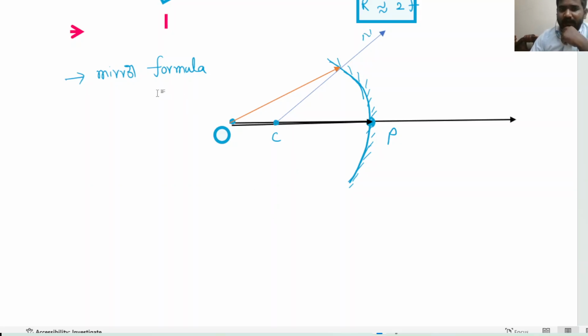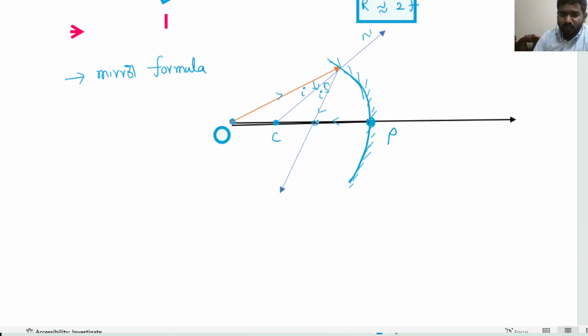This is your incident light ray. The incident light ray makes an angle with the normal, called the angle of incidence. After incidence on this point, the light ray will be reflected back like this. It is the reflected light ray, and we already know that the angle of incidence must equal the angle of reflection. Now, one light ray passes along the principal axis and retraces its path.